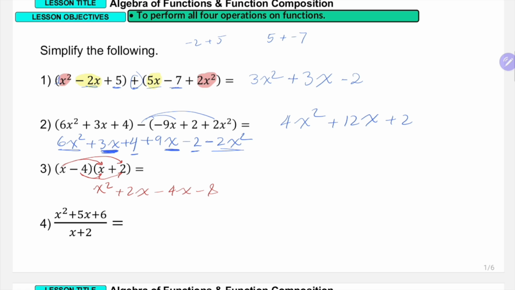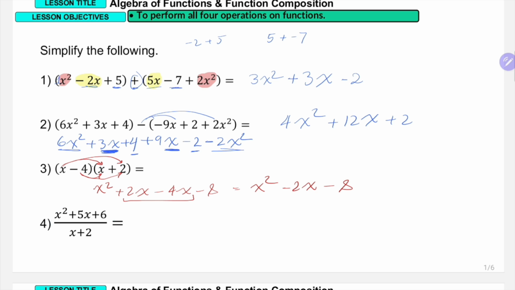Simplify. When I simplify, this is going to give me x squared. I have the middle 2 terms combined. Positive 2 minus 4 gives me negative 2x, and then minus 8. And this is the final answer for simplifying this expression, which is a product of 2 binomials. It could be a product of a binomial and trinomial, just a product of polynomials.